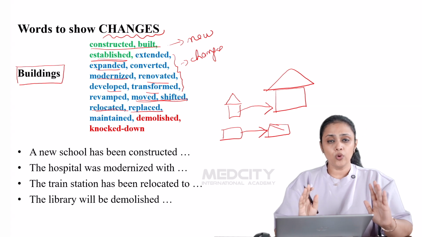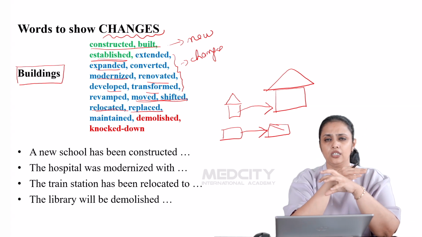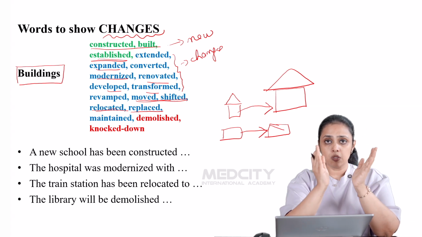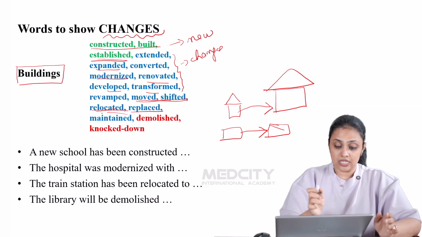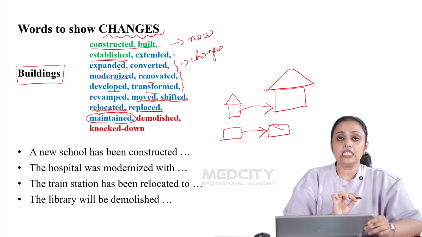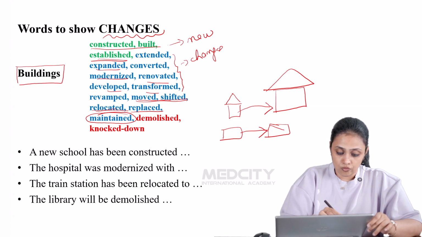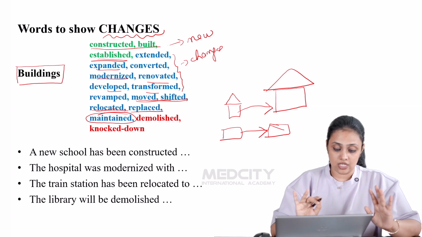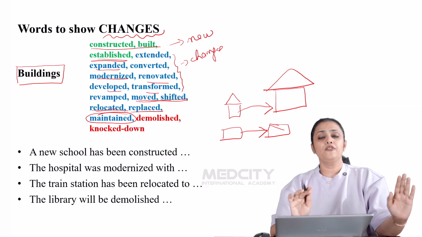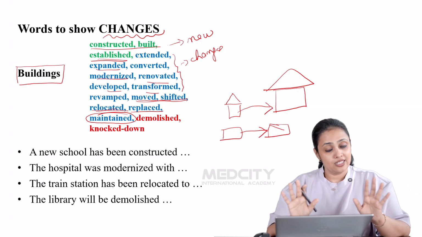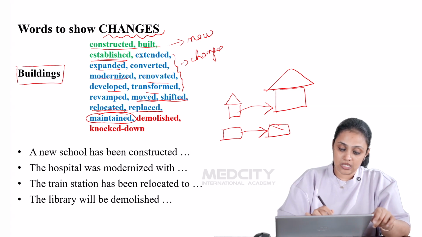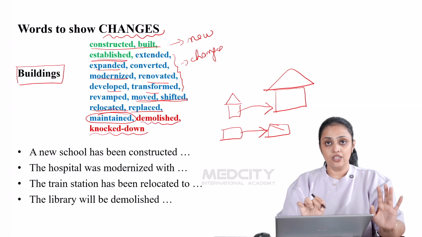Now, if you want to say that in a map a lot of changes have happened, but for one specific building nothing has happened, then you can say that the school was maintained as such. You can go for this word, maintained, if no changes have happened. Now, if the building is no more there, it is completely gone, then you can use words like demolished, knocked down, the words which you see in red.